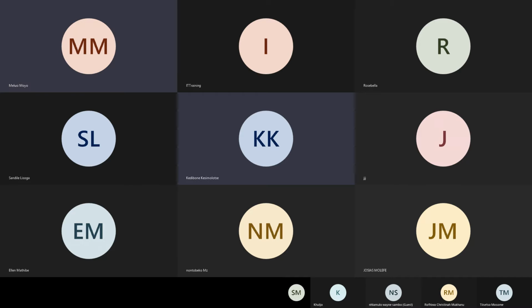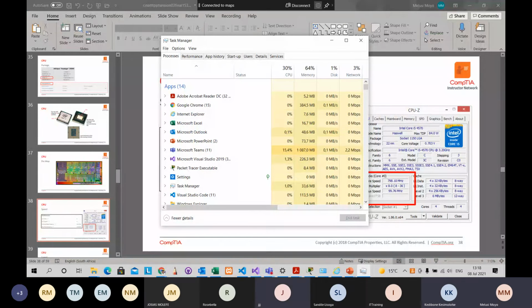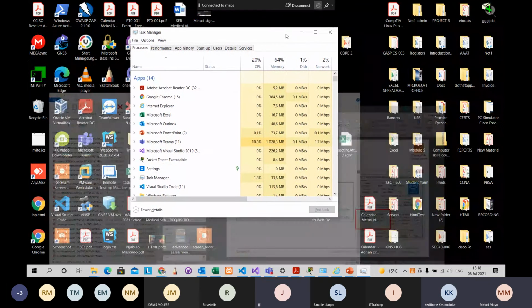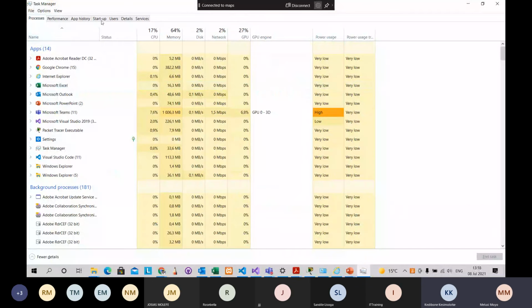All right, let me try to. Where is Task Manager? I'm not sure. Can you see my Task Manager, guys? It's written Task Manager at the top there. Can you see that? Yes, it's visible.